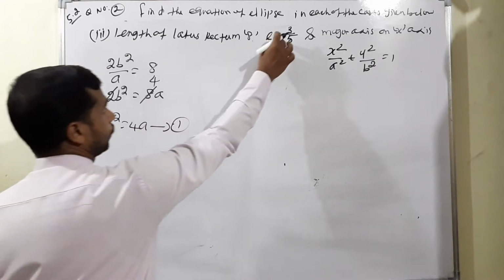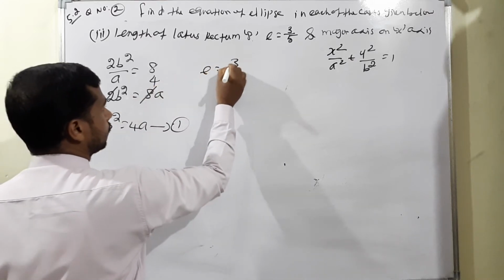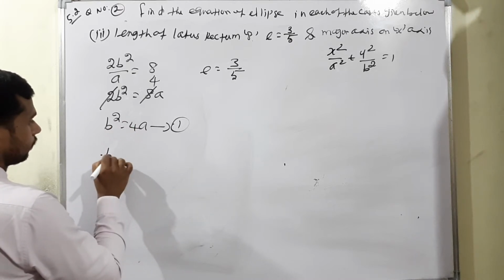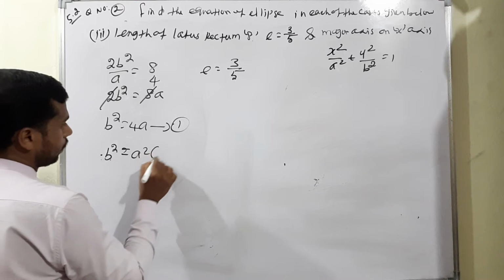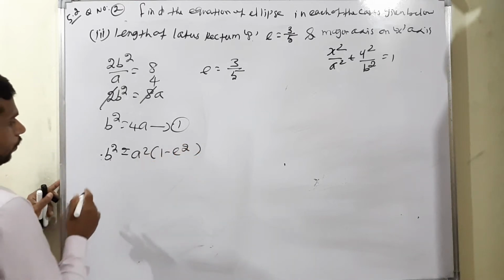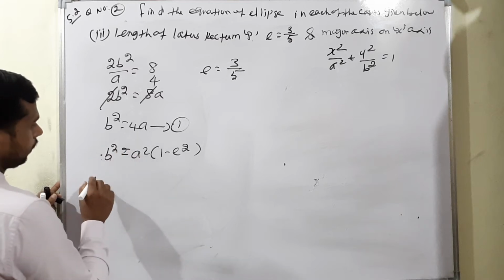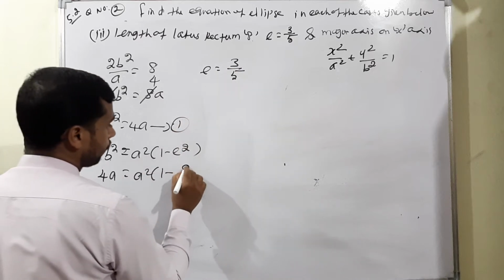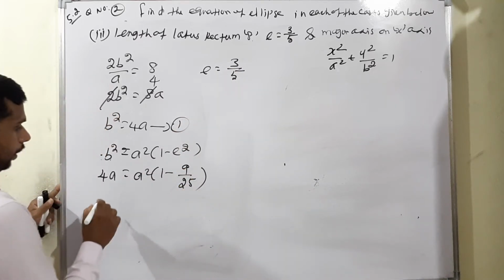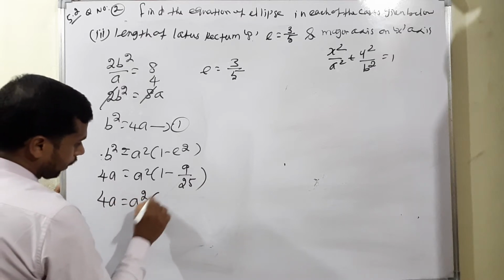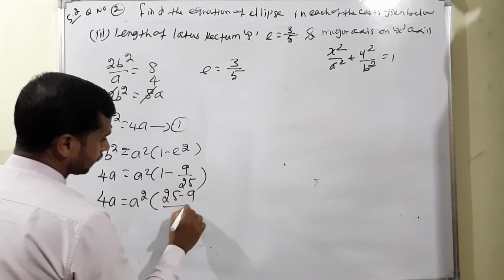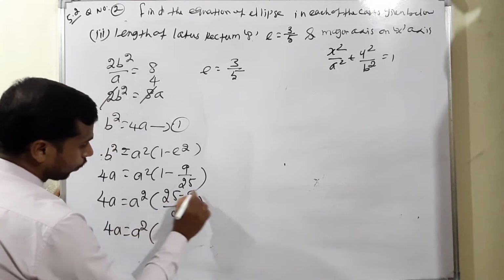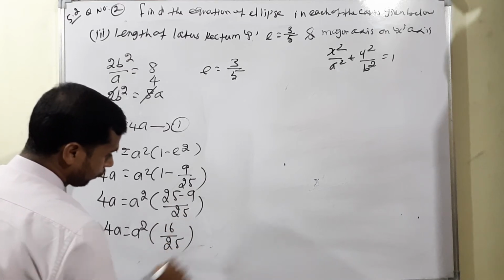Then eccentricity, already we know e is equal to 3 by 5, isn't it? Therefore, b square is equal to, what is the meaning? B square is equal to a square into 1 minus e square, isn't it? Therefore, 4a is equal to a square into 1 minus e square, with e equal to 3 by 5 meaning 9 by 25. Again, 4a is equal to a square into 25 minus 9 divided by 25. Again, 4a is equal to a square into 16 divided by 25.